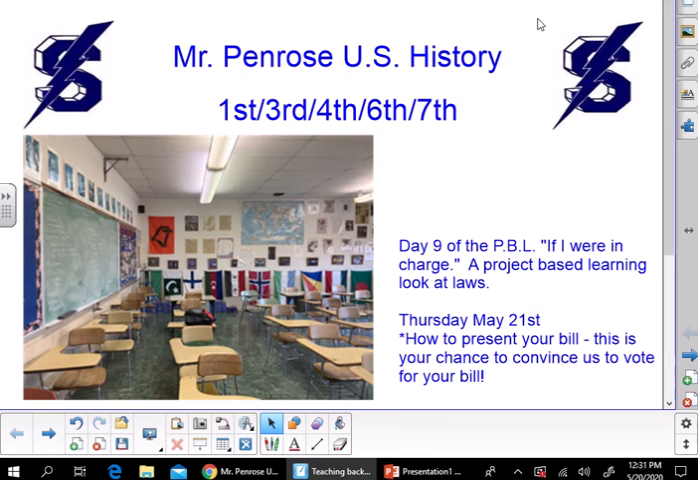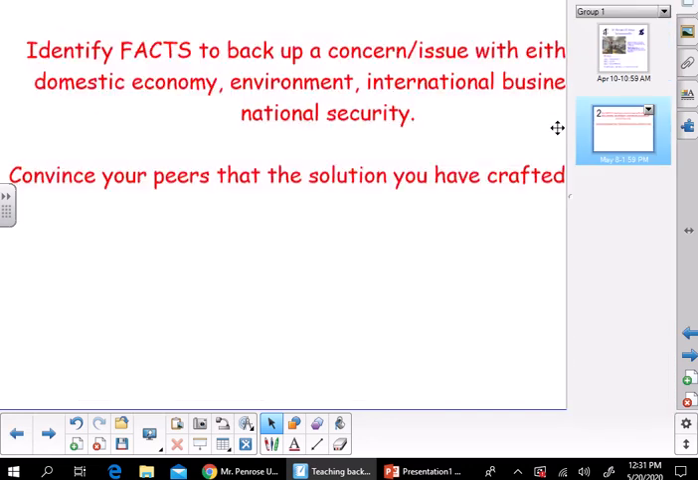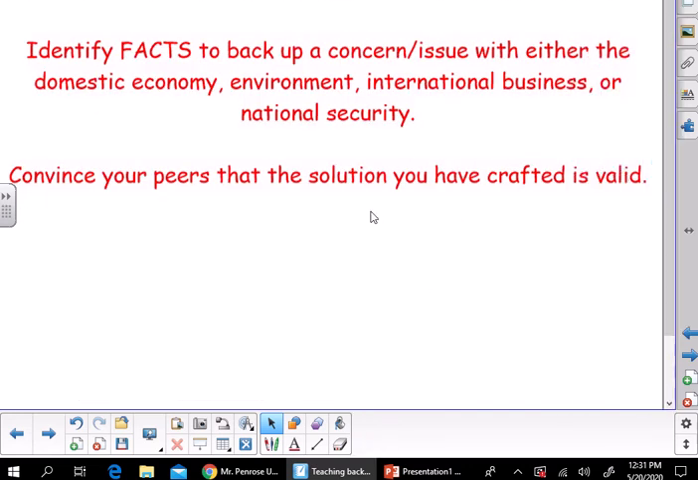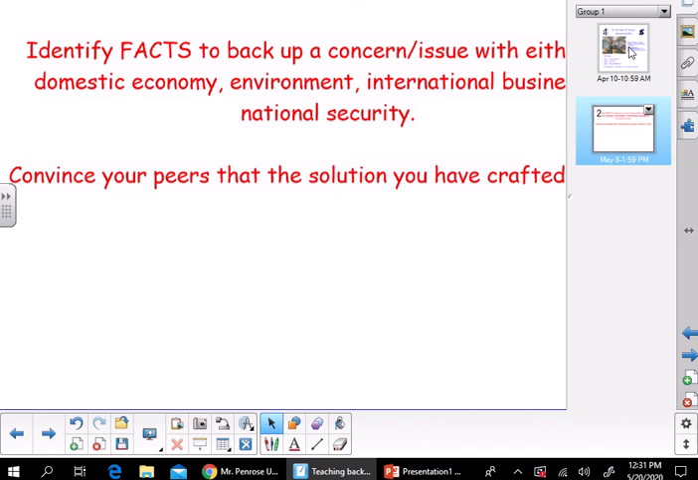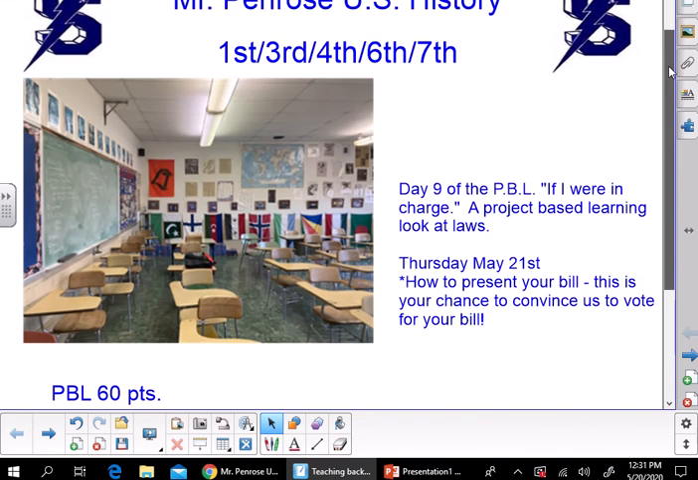But let's move forward and look at what our big objective is for the next few days. So, all along, the whole purpose of you researching and writing about this bill, it satisfies this goal of identifying facts to back up a concern or issue with one of these big topics. From this point on, because you've already come up with your bill, your law, we are now going to work on convincing your peers that the solution you have crafted is valid. In other words, the whole objective of the speech or slideshow, and you guys already selected that in the pre-planning guide, is to convince us to pass your bill.